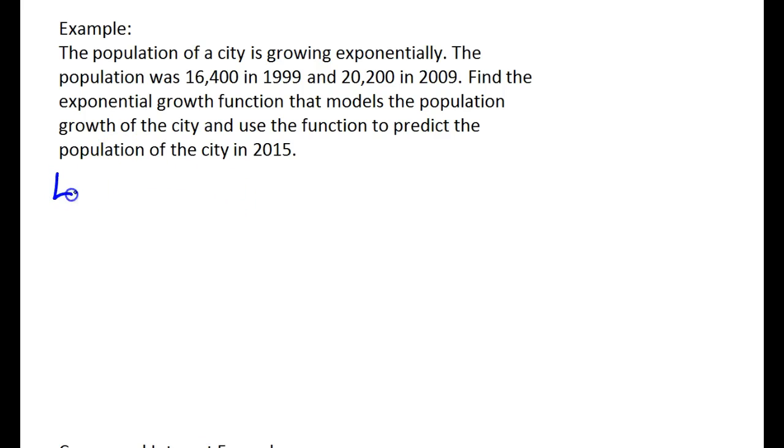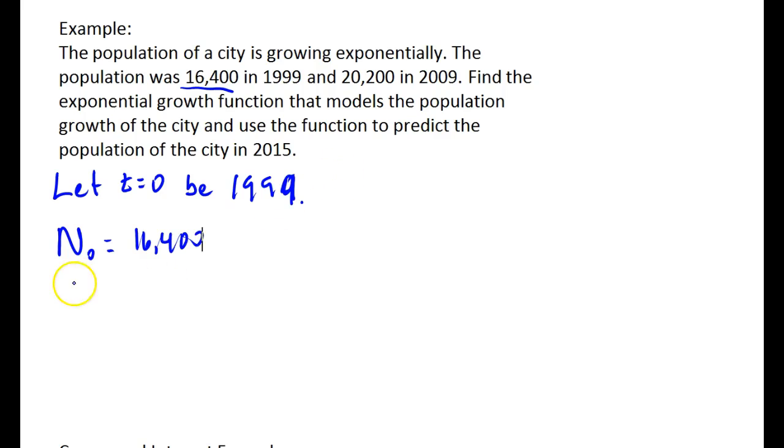Okay. So we're going to let t equal 0 be 1999. Okay, so that means my initial amount, N sub 0, is 16,400. So as things stand, I've got N of t equals 16,400 e to the kt. Now I have to find k. Well, 10 years later, it's 20,200. So I'm going to put that in right here.